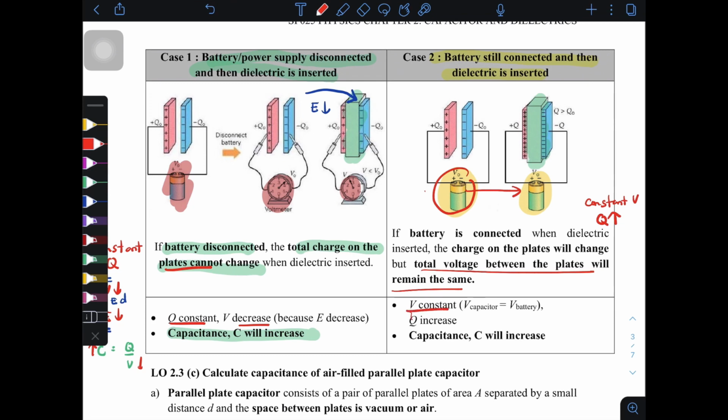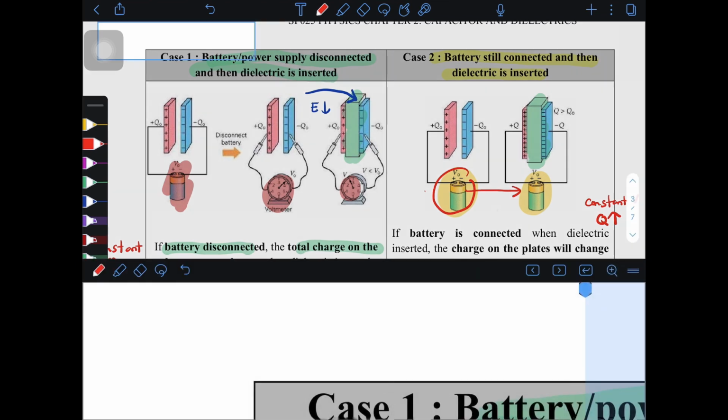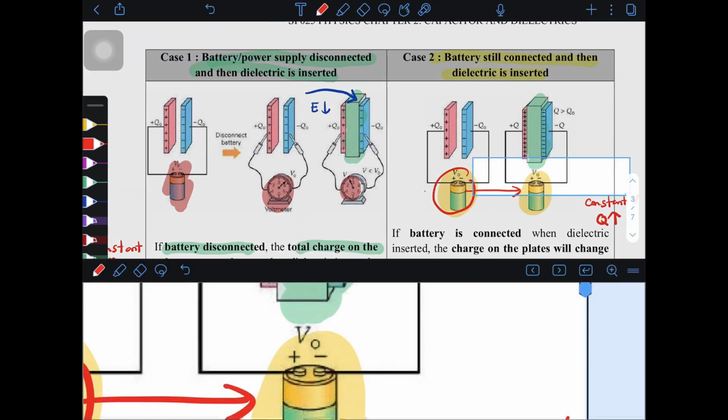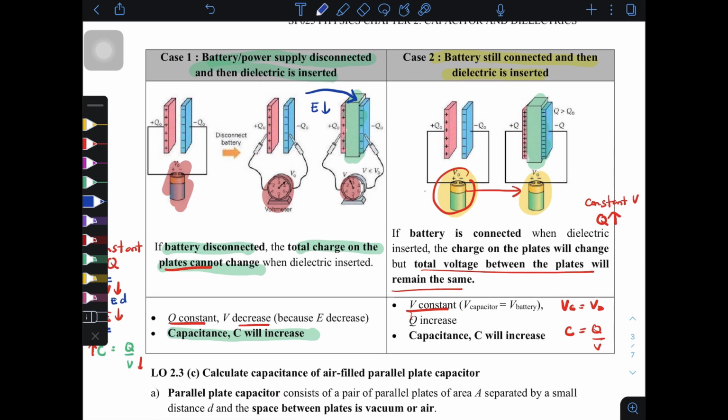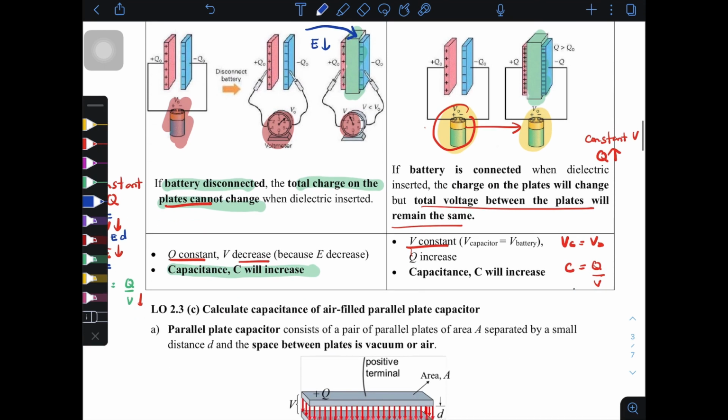Okay, so as V is constant, V capacitor sama dengan V battery, C is equals to Q over V. So V yang sama, tetapi kita tahu C is directly proportional with Q. Q yang berubah sebab Q meningkat menyebabkan C increase.